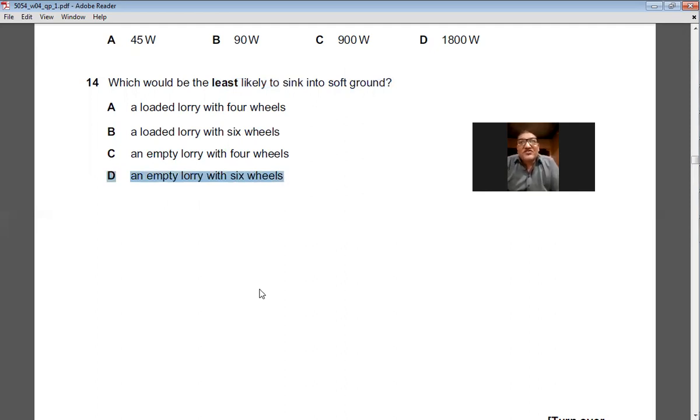Least likely to sink. Remember this word. And this same story can come with a question, most likely to sink. See, then it will be loaded lorry with 4 wheels. But right now, according to the statement they give, that is the right answer. Question number 14, D is the right answer.